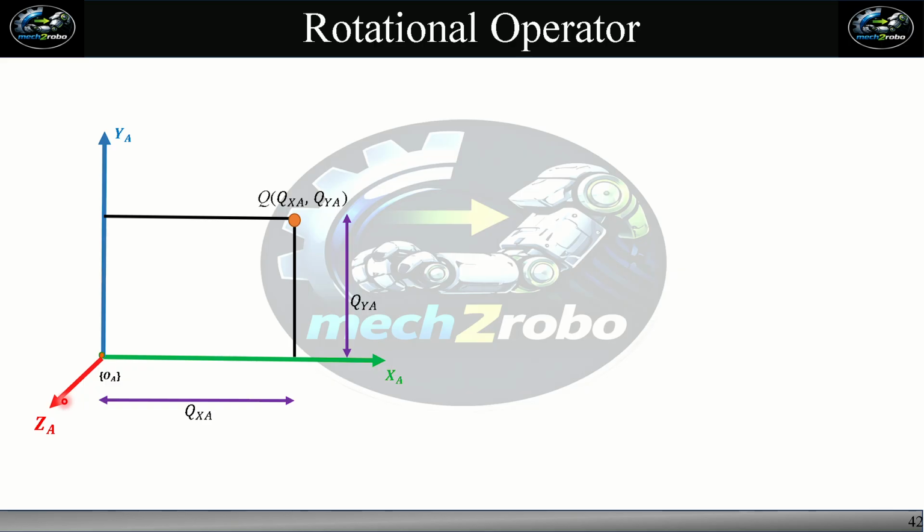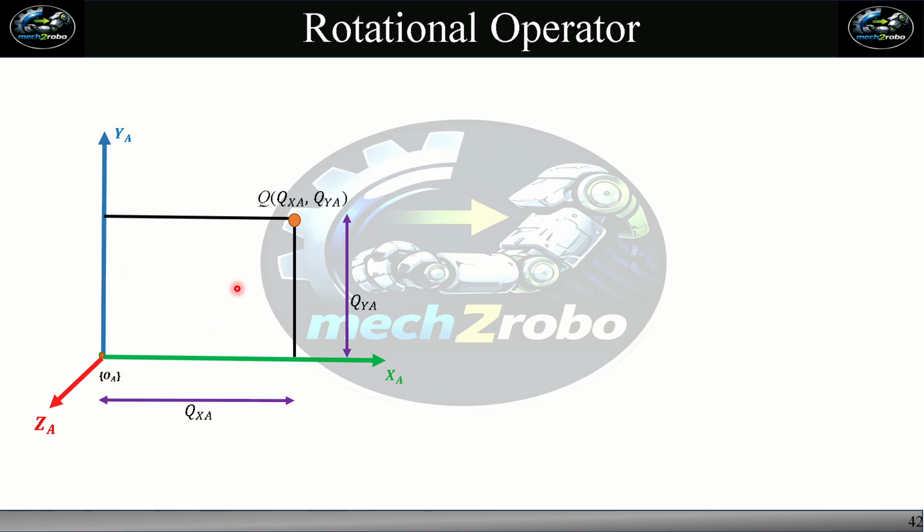In the previous videos, we learned about the rotation matrix. Now, in this video, we will study the rotational operator. So, let's start. First of all, we have frame A. XA, YA, ZA are the axes of this frame, and O is the origin.